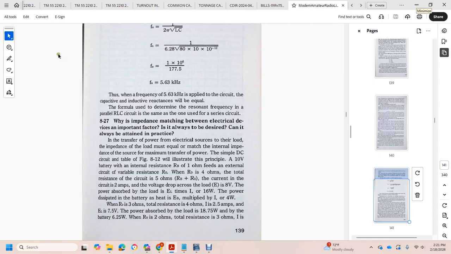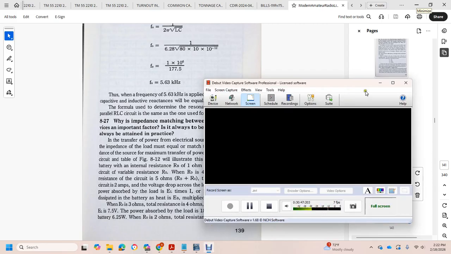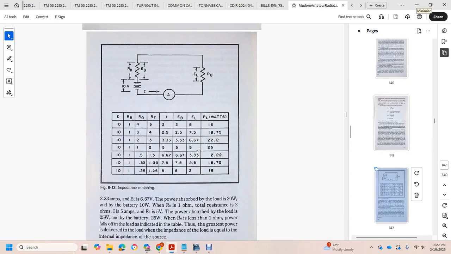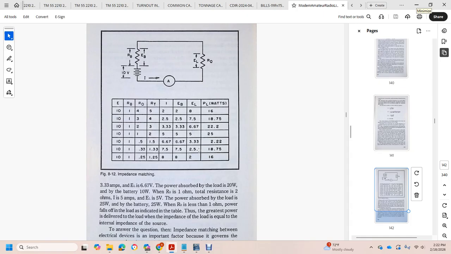With a load resistance of 2 ohms, the total resistance is 3 ohms and the current is 3.3 amps, the load voltage 6.66 volts. Power absorbed by the load is 20 watts, with 10 watts by the battery. With a load resistance of 1 ohm, the total is 2 ohms and the current 5 amps, the load voltage 5 volts. Power absorbed by the load is 25 watts, and by the battery 25 watts.